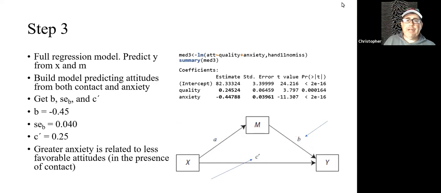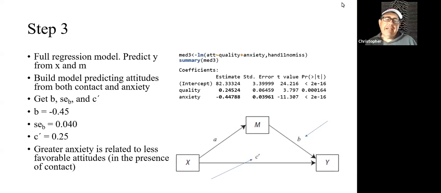Step 3. In step 3, we're going to predict Y from both X and M. That is, we're predicting our outcome from the mediator and from the predictor variable. This is where we get the B and the C prime paths. This is just a standard multiple regression with both of our variables, the predictor and the mediator, entered together as regular predictors. That's where we're going to get 3 of these estimates. We're going to get the B path, its standard error, and we're also going to get C prime, which is the direct path, the direct effect, I should say. You see the direct effect is 0.25.